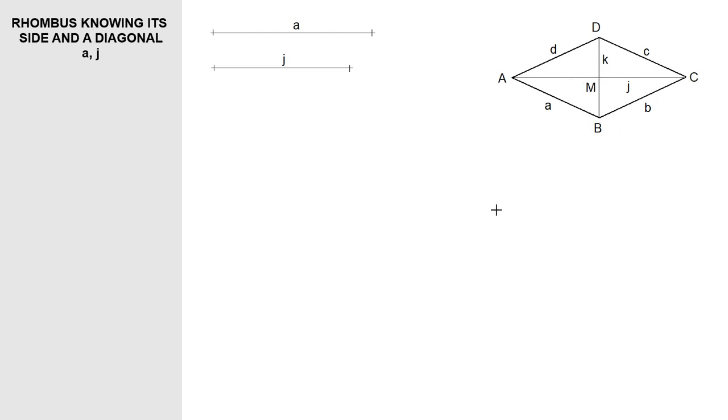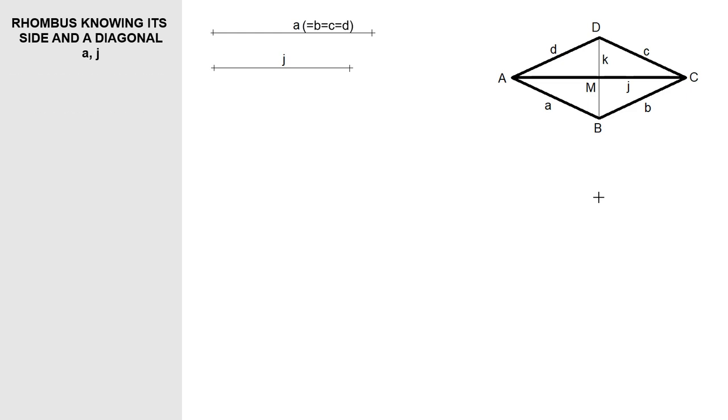Once we realize this, we should analyze a generic rhombus in order to know how to work with the data given. In this rhombus here, we know its side A, so we know all its sides, and we also know one of its diagonals. Therefore, we know that these two triangles here, triangle ABC, formed by sides A and B and diagonal J, and triangle ACD formed by sides C and D and diagonal J, are two congruent isosceles triangles of which we know all their sides.